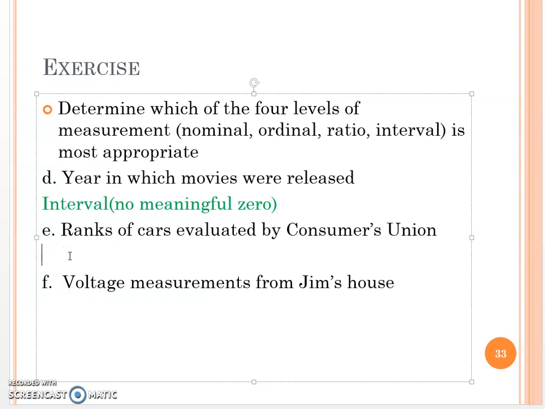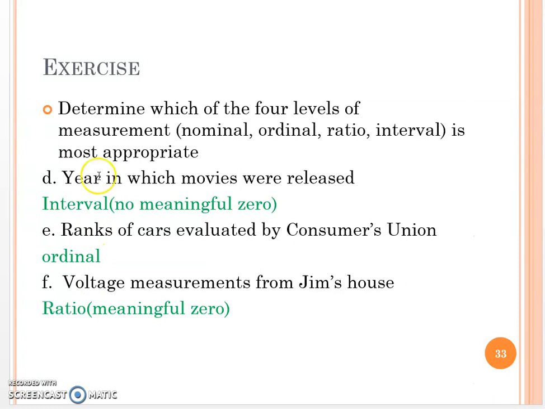Ranks of cars evaluated by Consumers Union. Ranks, again, this is going to be ordinal. Wattage measurements from Jim's house. This is ratio, with meaningful 0. Because if the wattage equals 0, it means Jim's house did not use any of the power. Okay, so that's the last bit of the 4 levels of measurement: nominal, ordinal, ratio, and interval.